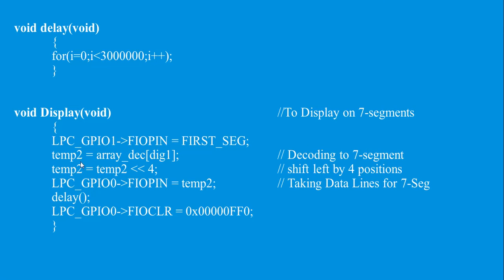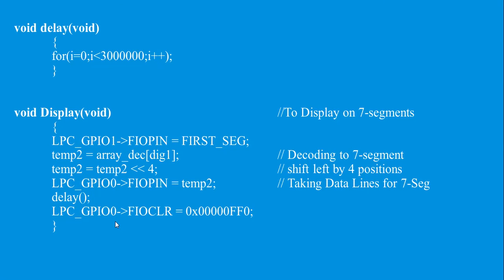Similarly, the digit 1 value will be 0 now, so the first element of the array will be assigned to a temporary variable, temp2. Now the value of temp2 is left shifted by 4 positions. The requirement of the left shift was also discussed earlier. If you directly write this value via FIO pin, it will occupy the 0th bit of the register, the 0th bit of the pin position. Since our pins start from the 4th position, there is a requirement of left shifting by 4 bits. Therefore this statement is very important.